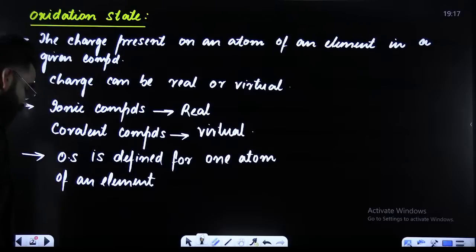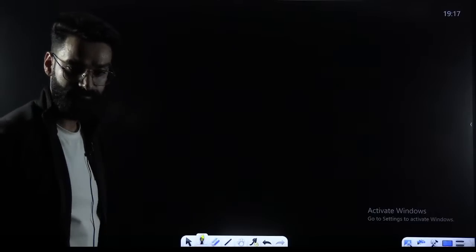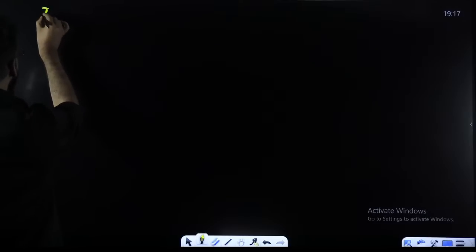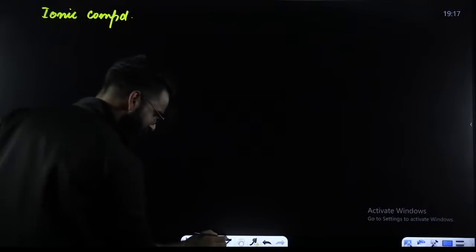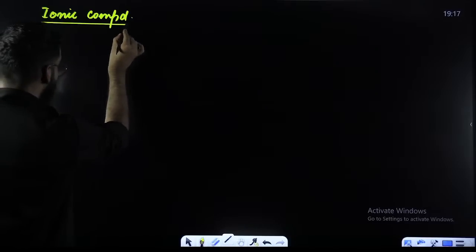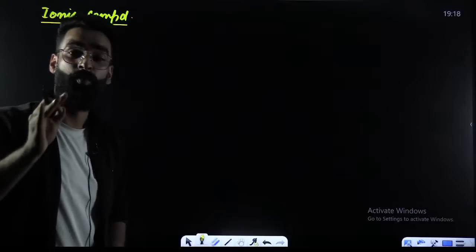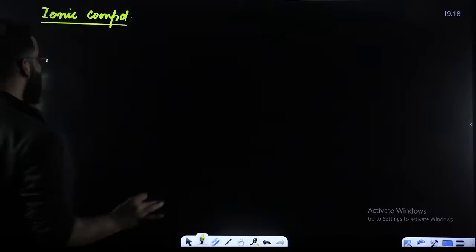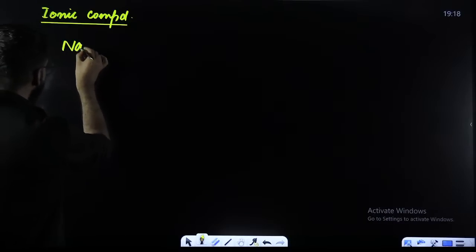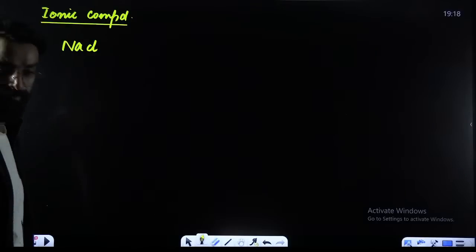Now, people, let's try to understand what this oxidation state exactly is all about. Look carefully at what I'll be talking about now. First of all, let me take an ionic compound. Can you let me know in the chats what is the most common example of an ionic compound? You should know it. The most typical example of an ionic compound is NaCl, sodium chloride.